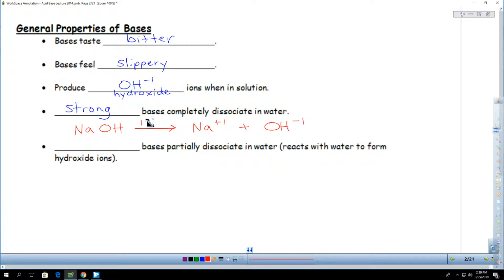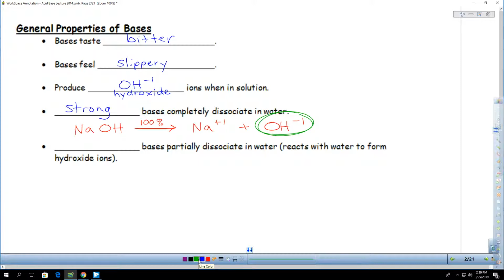And that happens 100%. In a beaker of sodium hydroxide, there will be no neutral combined sodium hydroxide molecules. Everybody splits to form sodium ions and hydroxide ions. So again, the strong part refers to the reactant side. How completely is this particle breaking apart and dissociating? The base part comes from the product side. If we see hydroxide as one of our ions, we say strong base.